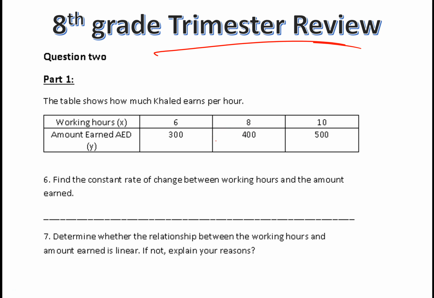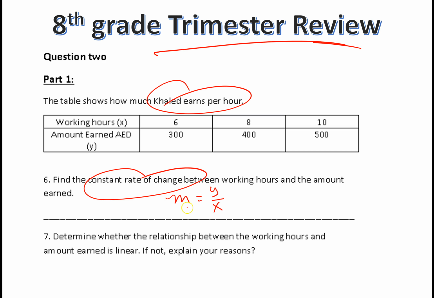Let's get started. So the table shows how much Khaled earns each hour, per hour. It asks what's the constant rate of change. The constant rate of change is y divided by x. That's if it's proportional.